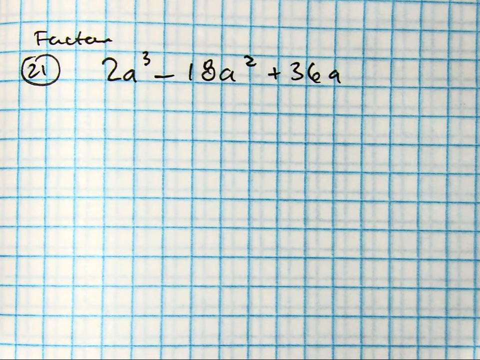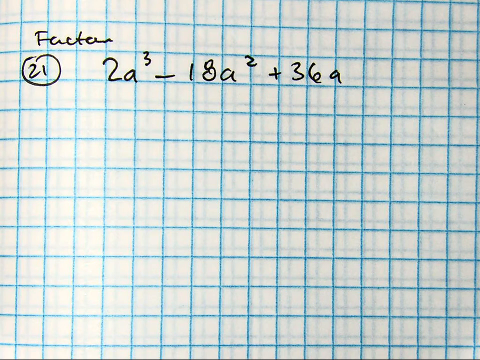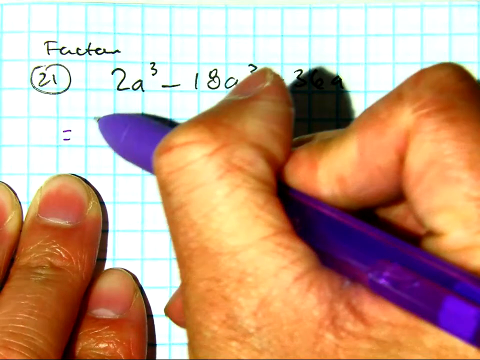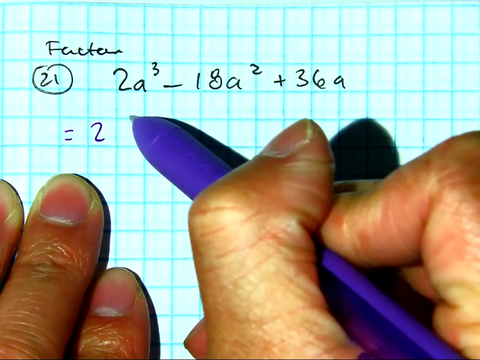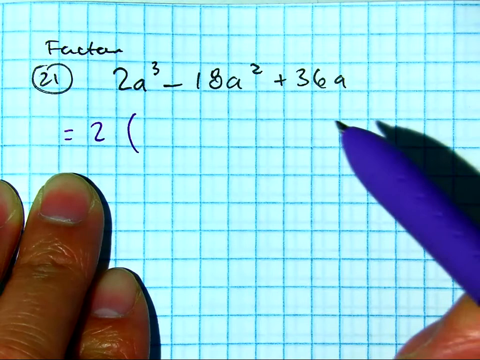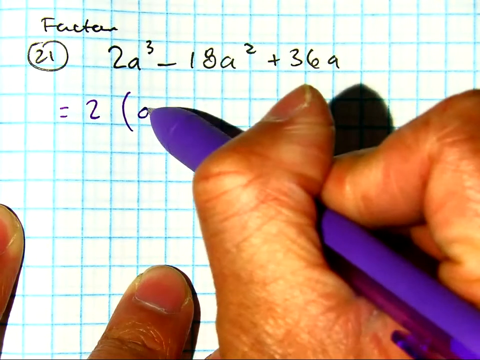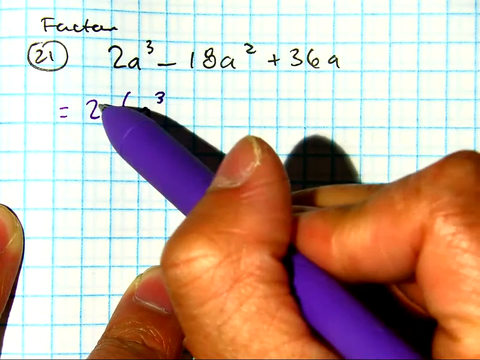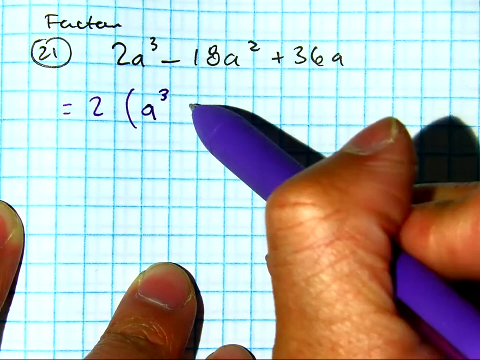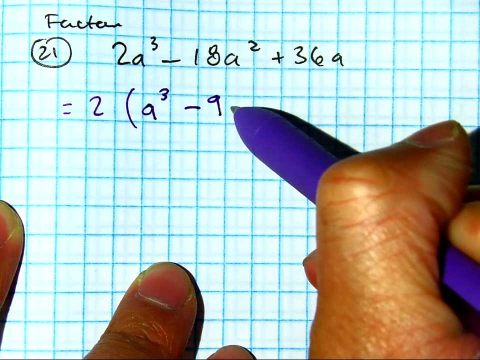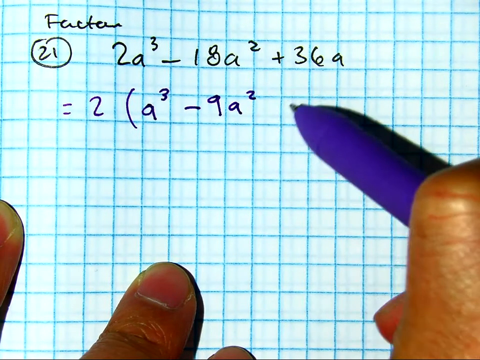2A. Laisha, what is your greatest common factor? So if I pull out a 2, Laisha, what's left? Correct. Remember, you can always do like 2 times a cubed. Keep going.